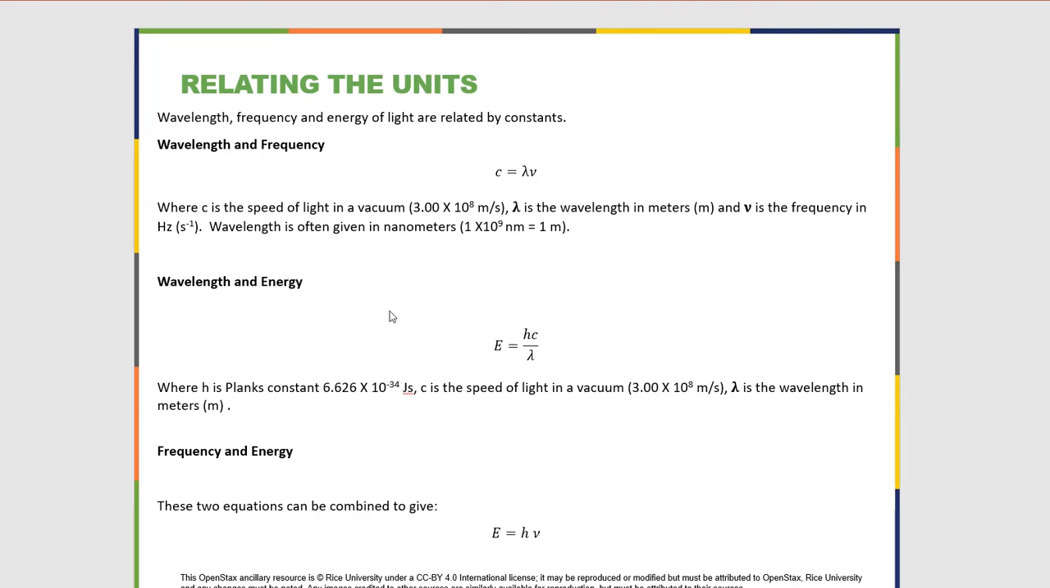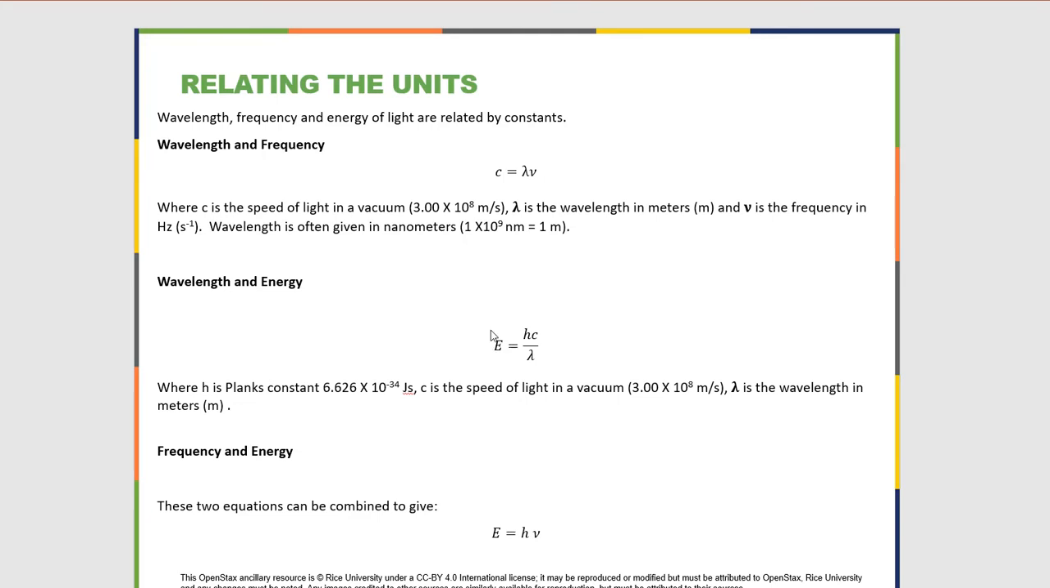Wavelength and energy are also related. E equals hc over lambda. H is also a constant. It's called Planck's constant, and it's 6.626 times 10 to the minus 34 joule seconds. C is still the speed of light, 3 times 10 to the 8 meters per second, and lambda is still the wavelength in meters. So if we know something about the wavelength, we know something about the energy.